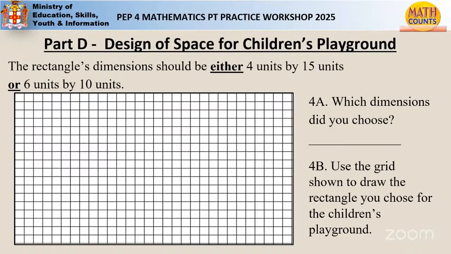Remember, the larger rectangle that we are using is stemming from the playground that we had before, and it was 60 square unit squares. So you have to take that into consideration, and there are 2 options.